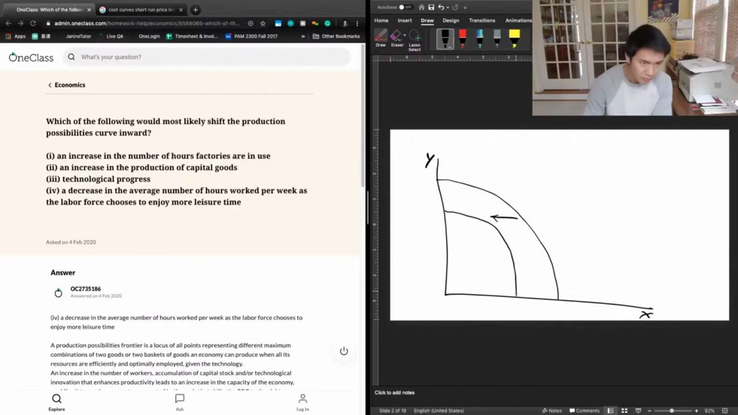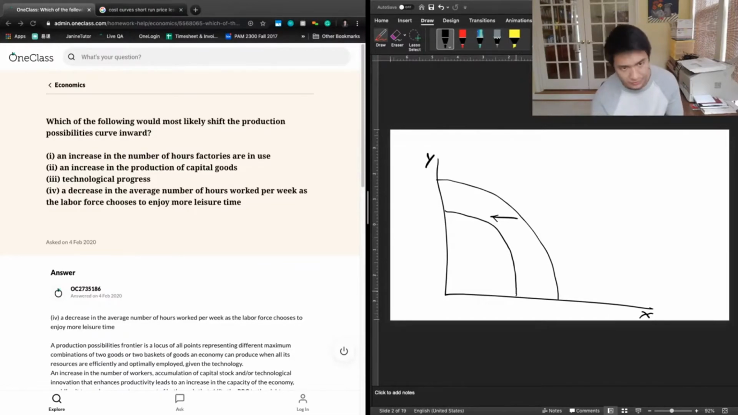Great. So first says an increase in the number of hours factories are in use. The second says an increase in the production of capital goods. The third says technological progress. Fourth says a decrease in the average number of hours worked per week as the labor force chooses to enjoy more leisure time.